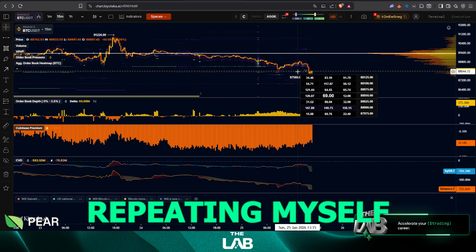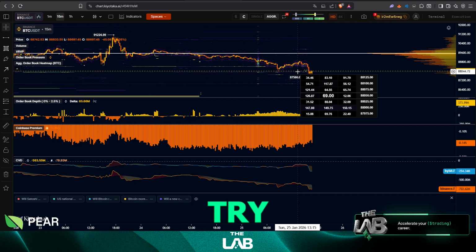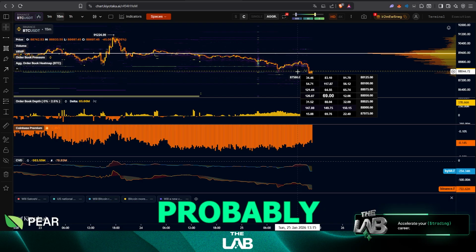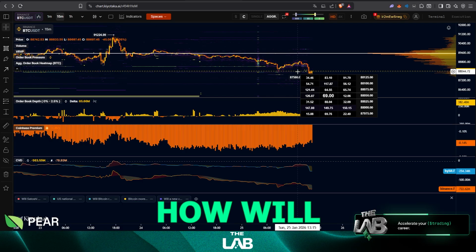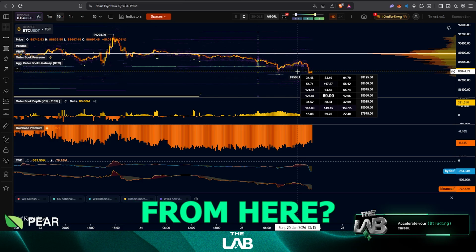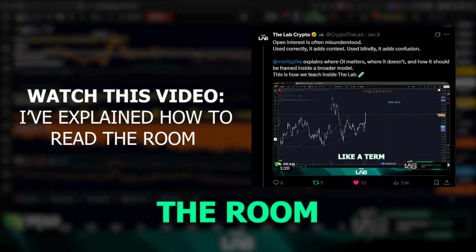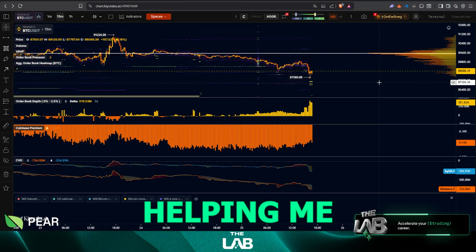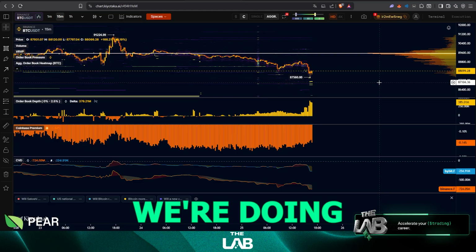I'm often repeating myself, but I'm saying the most important thing in trading is to read the room, try to understand how people are positioned, and how the participants would probably react if we see a move XYZ, either to the upside or to the downside. How would people be positioned if we're moving lower from here? This picture, to understand the room, will make you a much better trader. And all those tools are helping me to read the room on a daily basis. So this is the main premise we're doing this year.